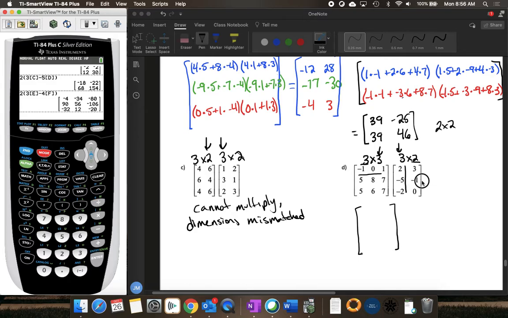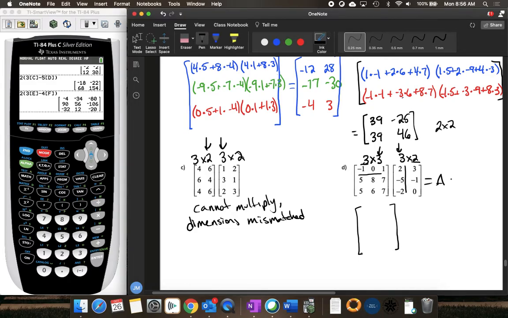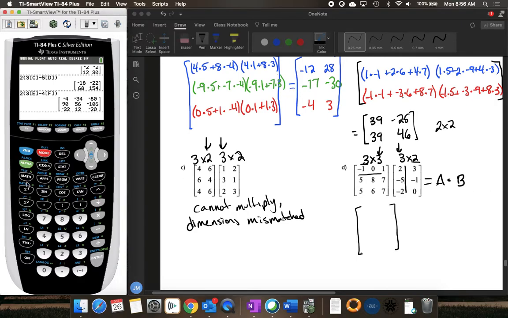So remember, the first matrix was written as matrix A. The second matrix was matrix B. So we should just have to take matrix A multiplied with matrix B. So here's A multiplied with B.